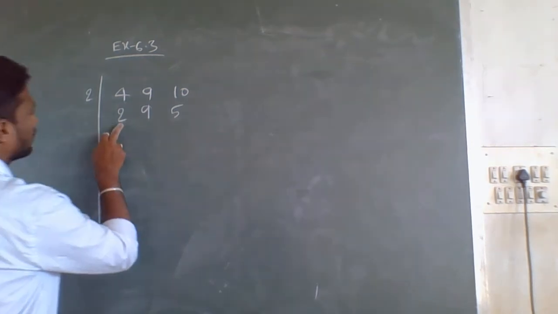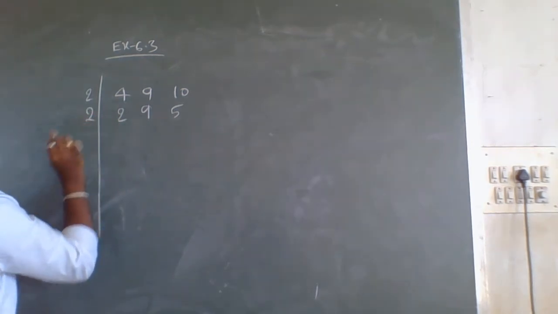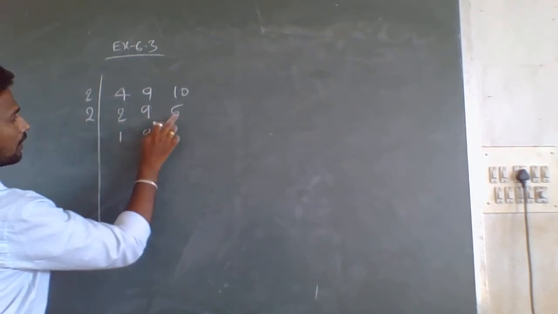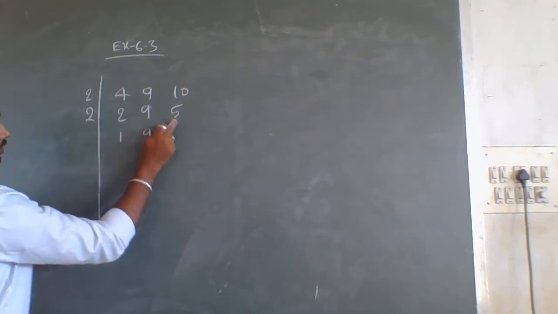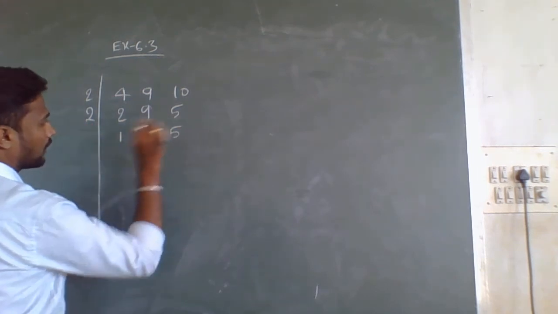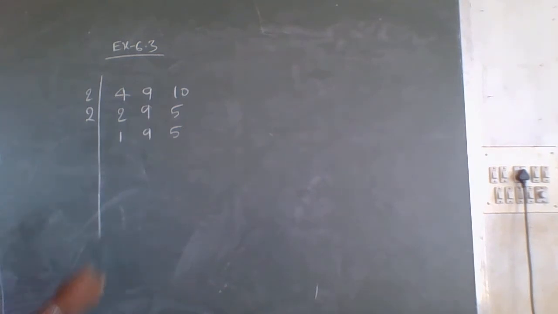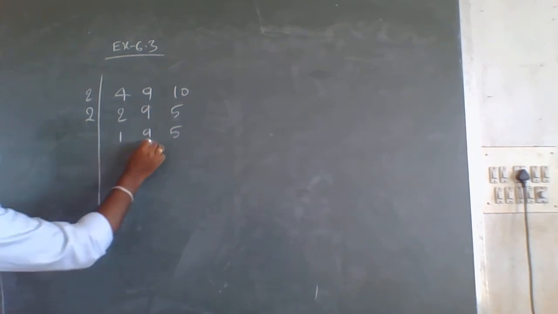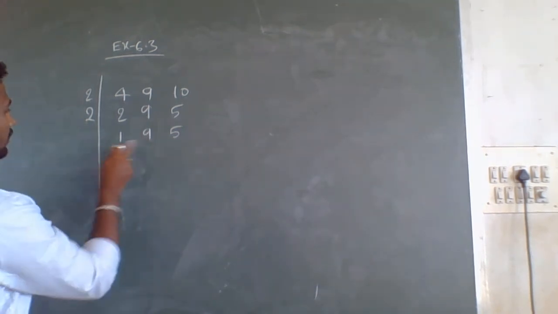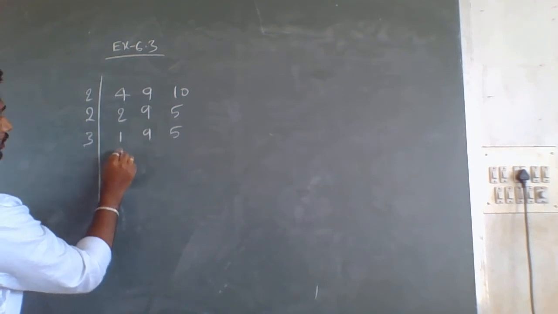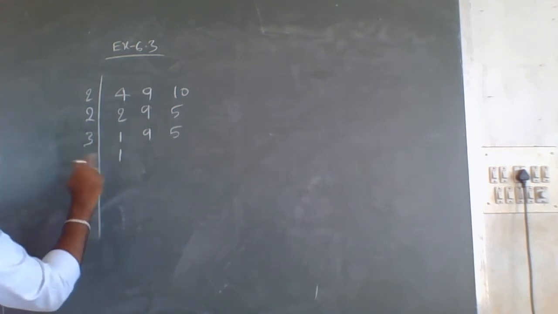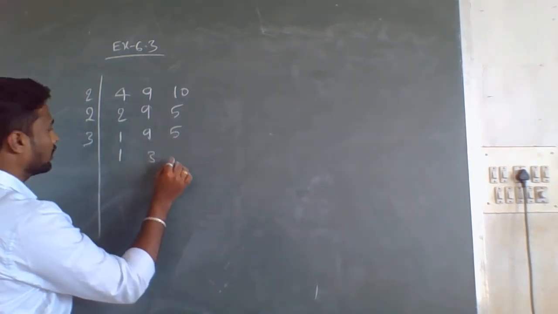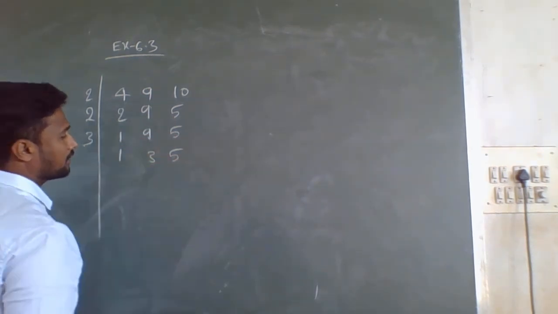Now again, here it is 2, so it will come in table 2. 2 1s are 2, and I will write 9 as it is, and here it is 5. This will not come in table 2, so I will write 5 as it is. Now I will consider the second term 9. 9 is not in table 2 because it is an odd number. So it is in table 3, so I will factorize with table 3. I will write 1 as it is. 3 3 is 9. Next, 5 is not there in table 3, so I will write it as it is.